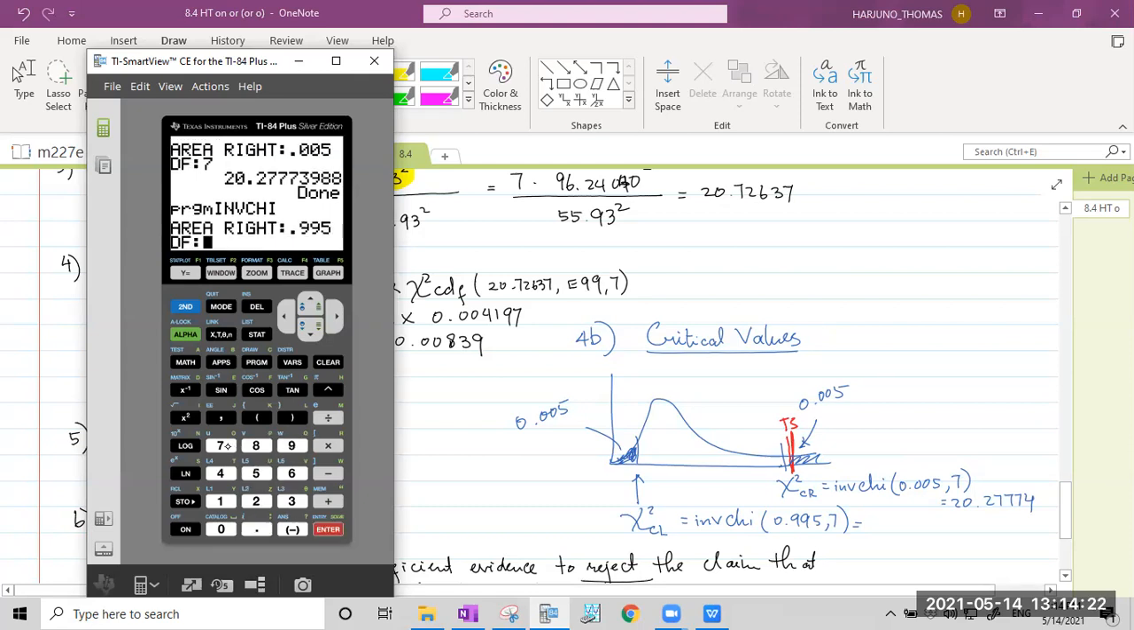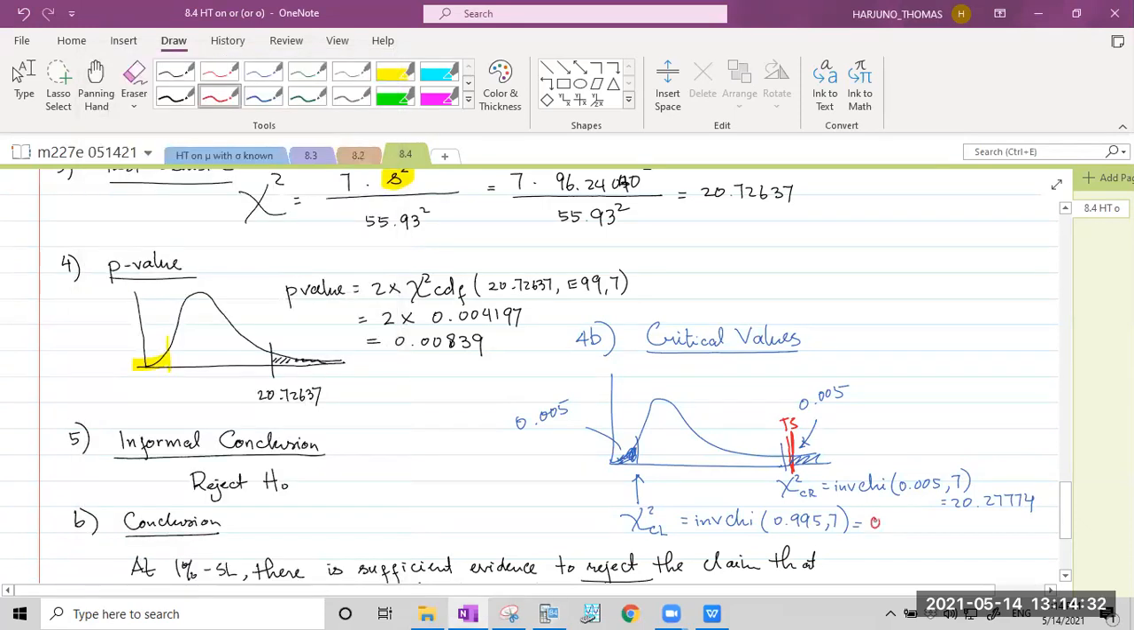0.995, degree of freedom 7. Oh, very small, 0.98926.